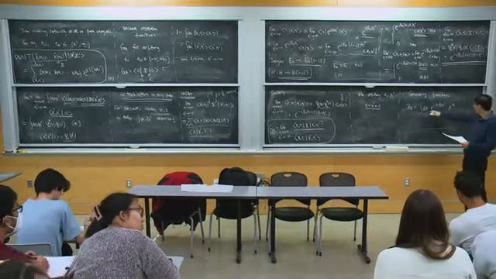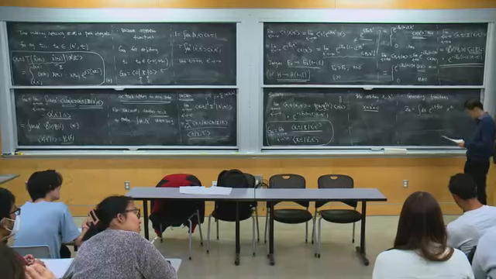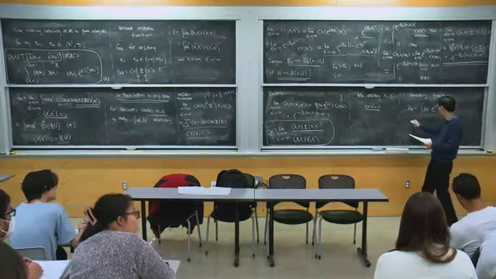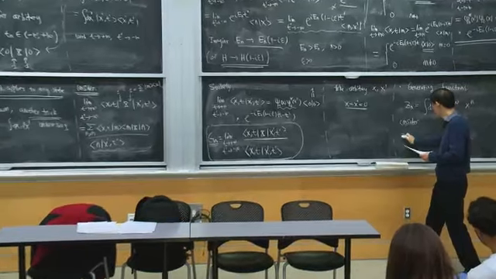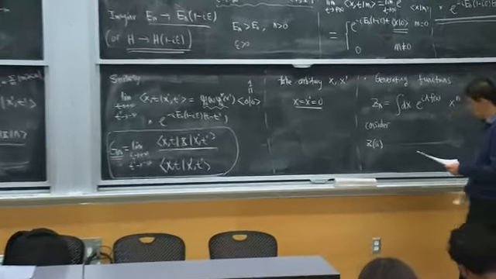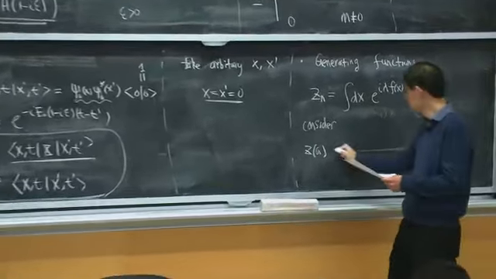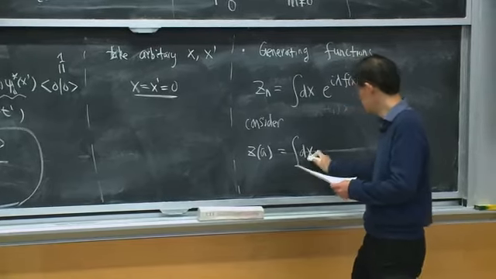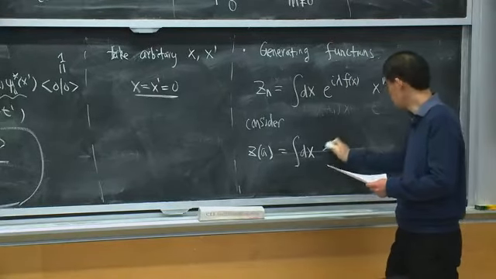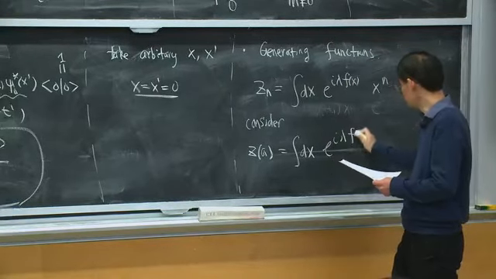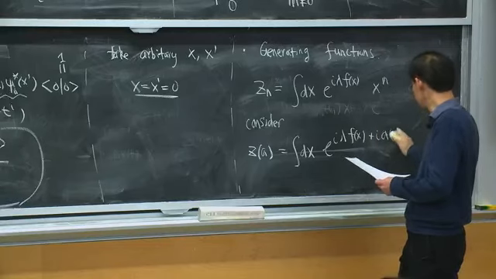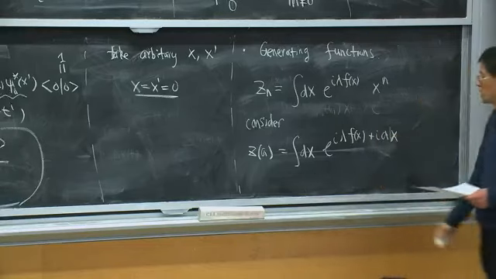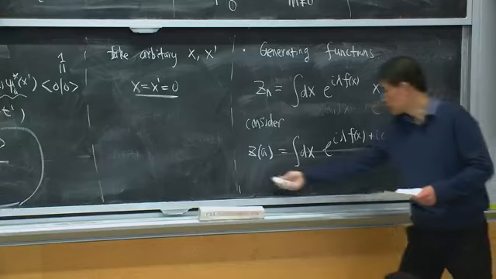Instead of calculating this for individual n, you can consider the following quantity, Z(A), which is defined to be the integral dx exponential of i lambda f(x), plus i, say, A x. So you consider this object.